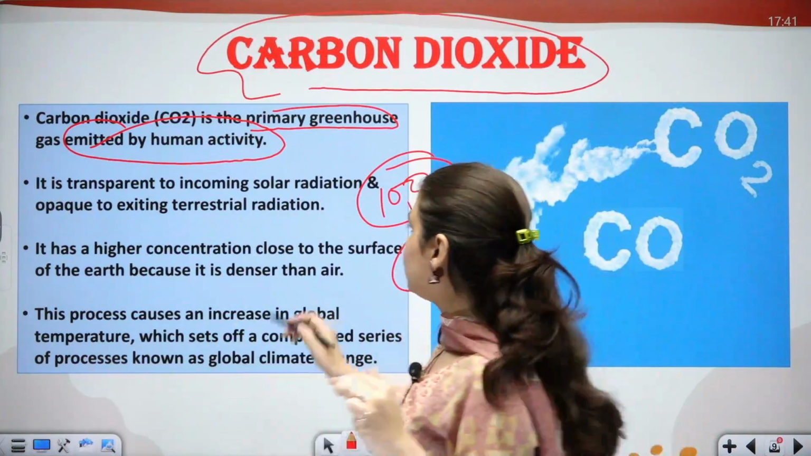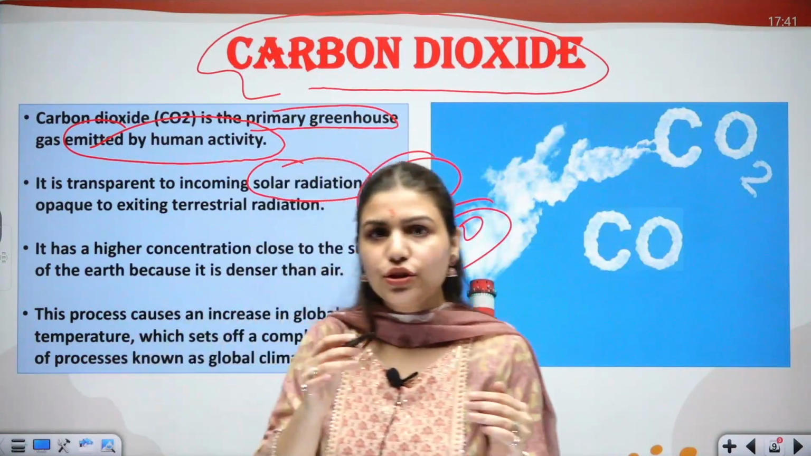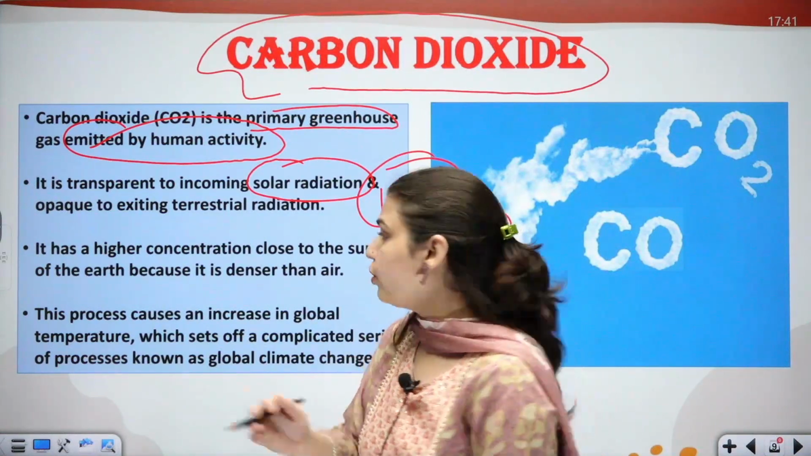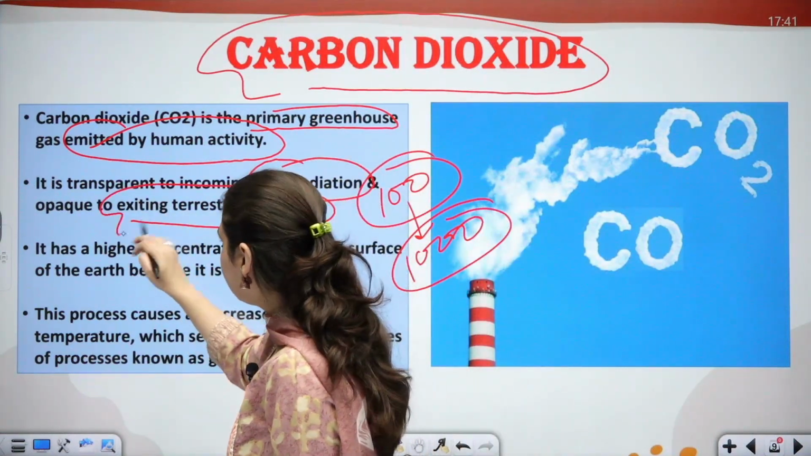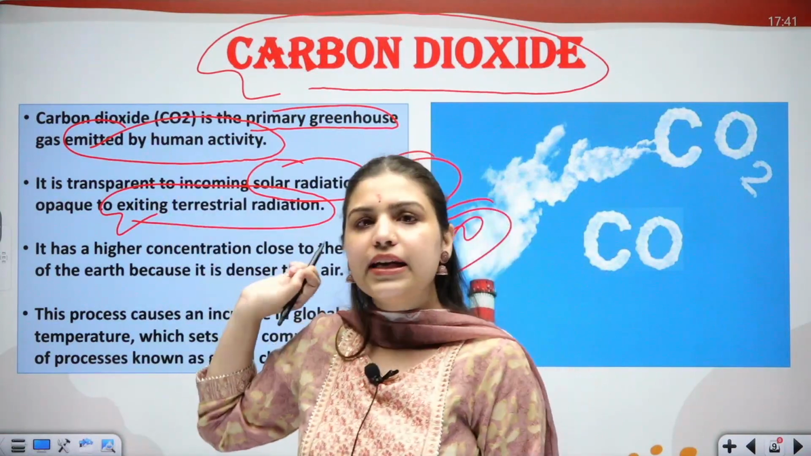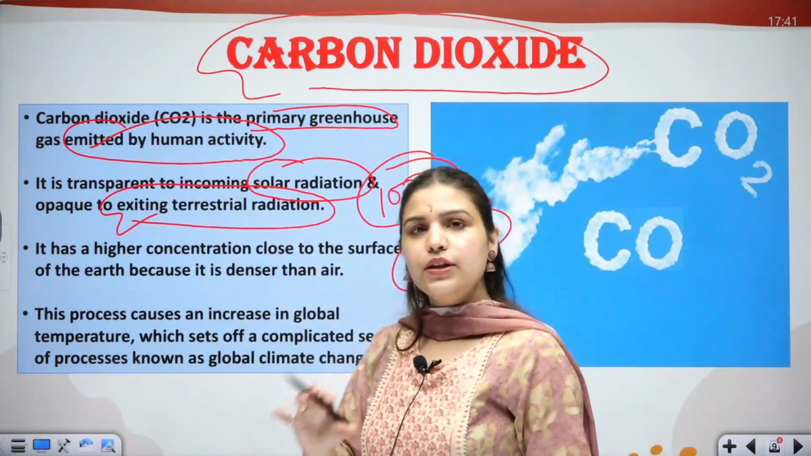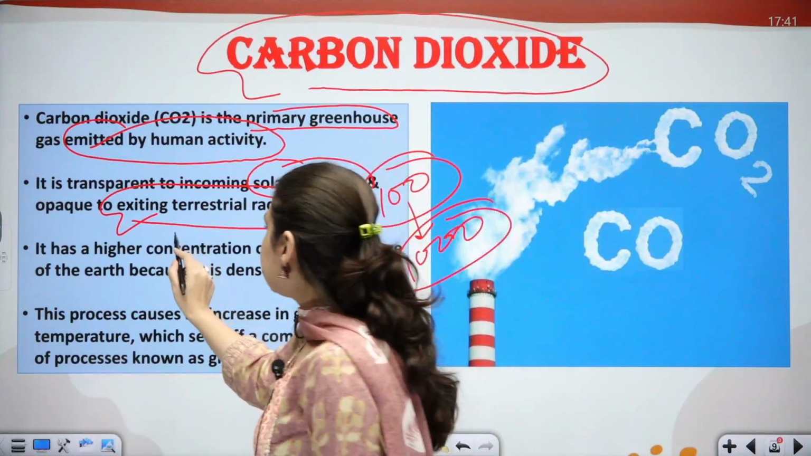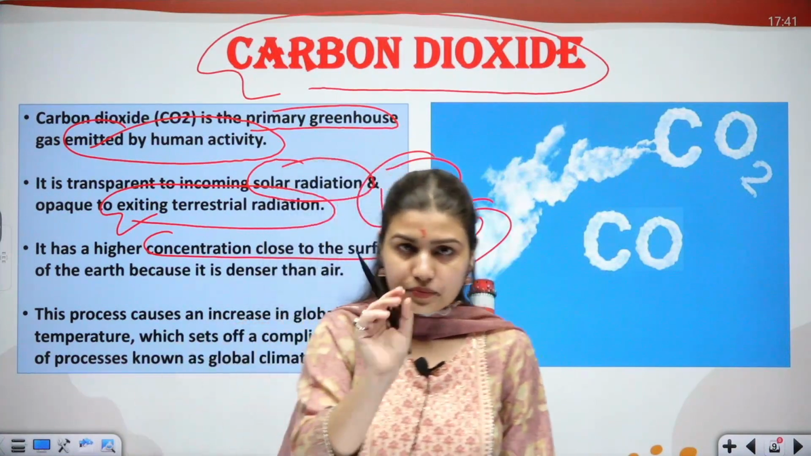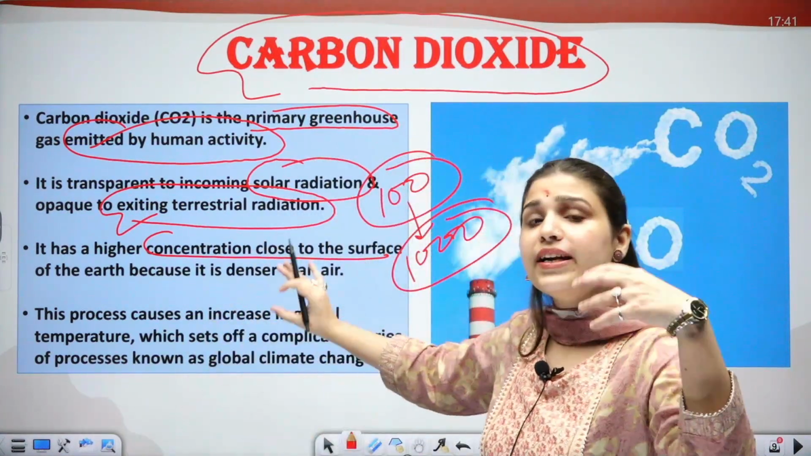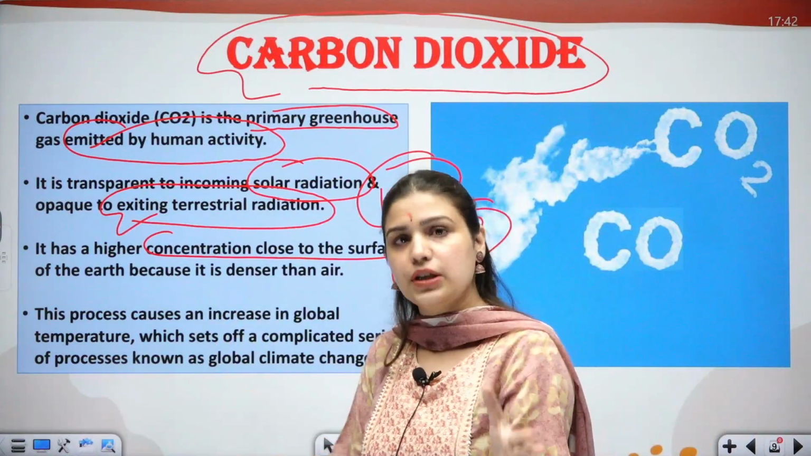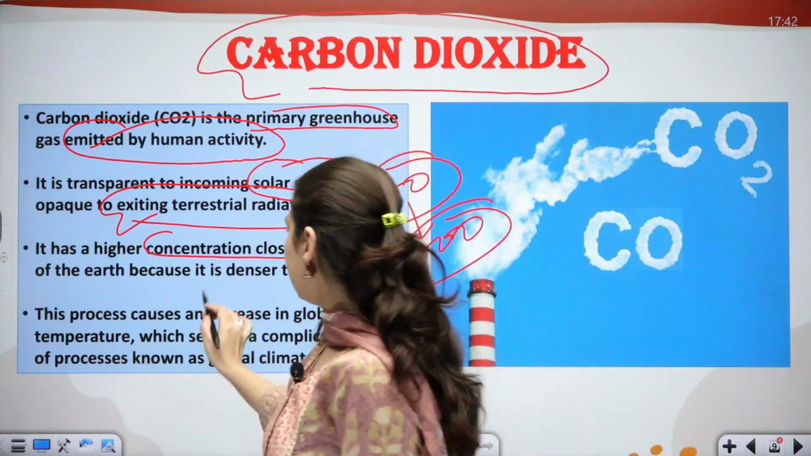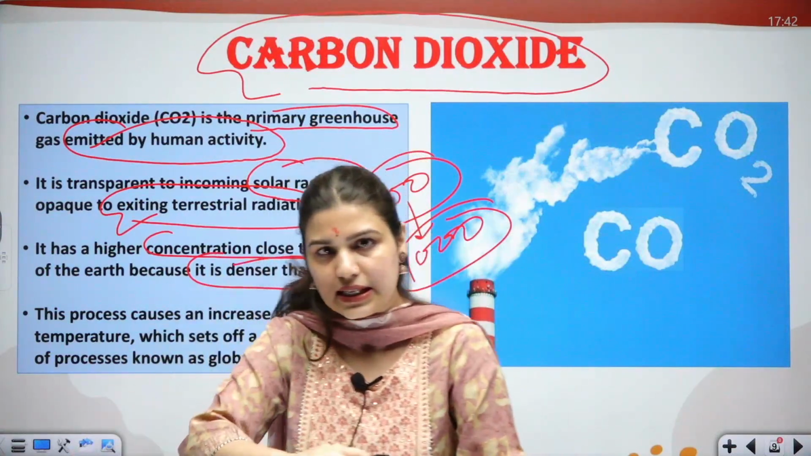When solar radiation comes, it is transparent to it, but when radiation goes out through the atmosphere, it is opaque to the existing terrestrial radiation. That is why it cannot be emitted really fast. So it is transparent to incoming solar radiation and opaque to the outgoing one. As for where it exists in higher concentration, it is near the surface of the earth, because it is denser than air, so it just stays there.